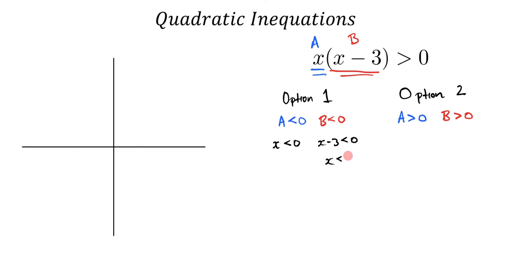My x would have to be less than 3. Then I could come over here, and if my a is greater than 0, that would mean that my x is greater than 0. And if my b is greater than 0, that's going to mean that x minus 3 is greater than 0. And I would do some rearranging and get x is greater than 3. So now I've got these four things before me.